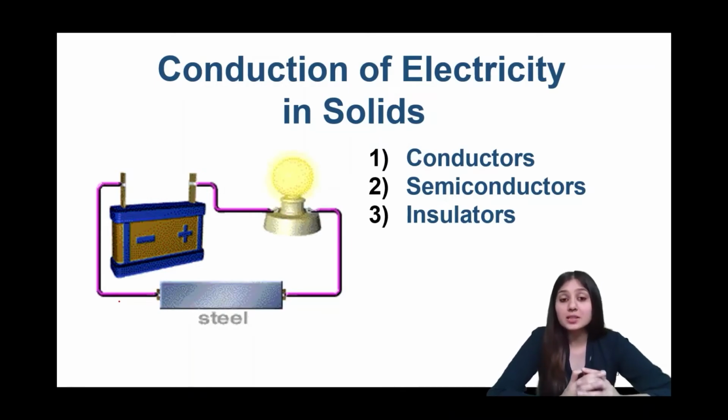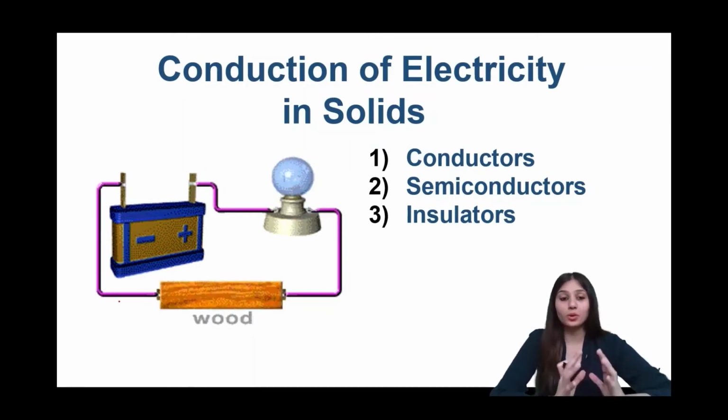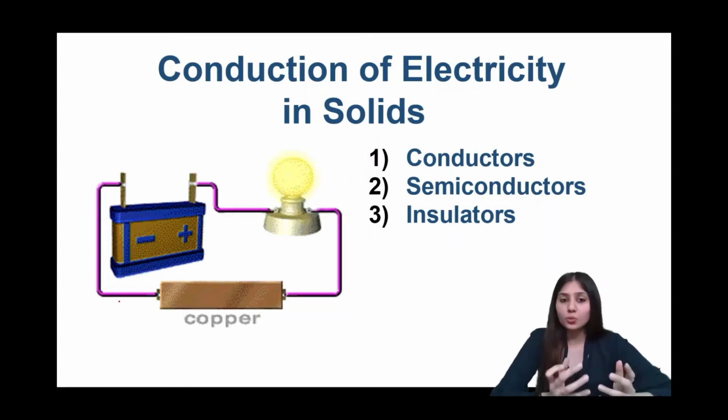And then we have insulators. Insulators are the materials which do not conduct electricity no matter what, okay? Examples are wood and glass. And then we have semiconductors. Now, semiconductors are a little different, okay? They may conduct electricity given certain circumstances. And we are going to discuss as a part of this video what those circumstances are and when they conduct electricity. So let's start.